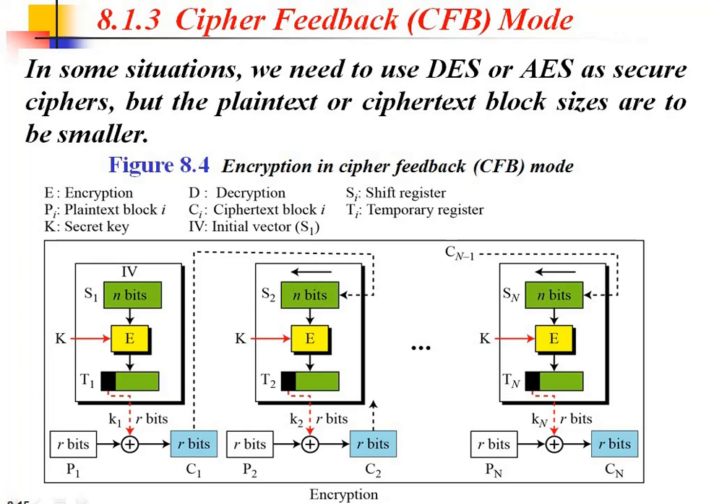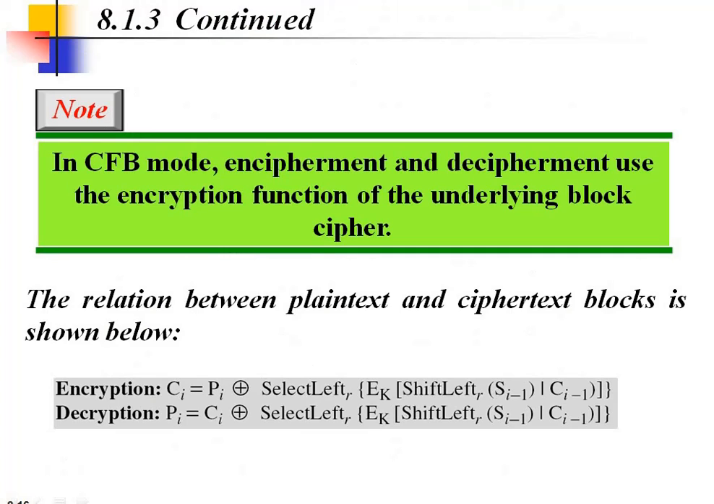Here we have shown the entire formulation of how the shifting is performed and how the exclusive ORing is performed for the cipher feedback mode. In CFB mode, the encipherment and the decipherment use the encryption function of the underlying block cipher, and we have also shown the relationship between the plaintext and the ciphertext block.